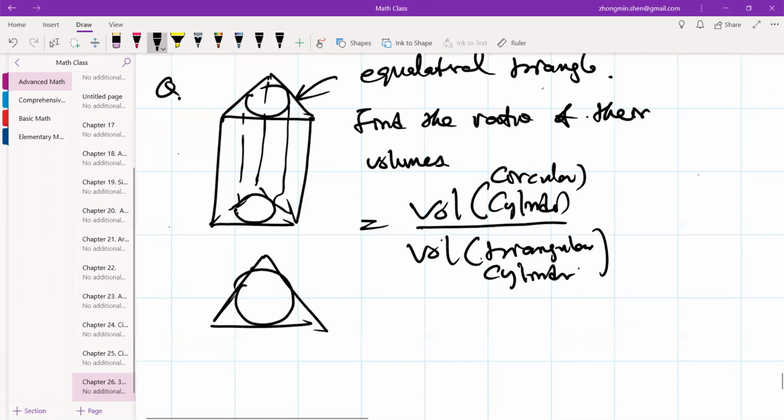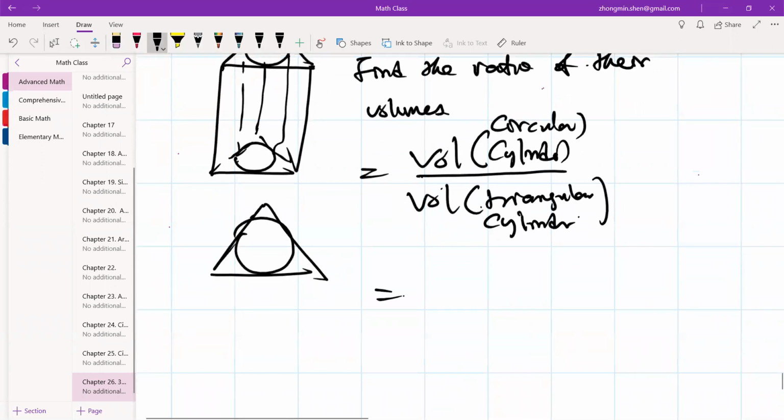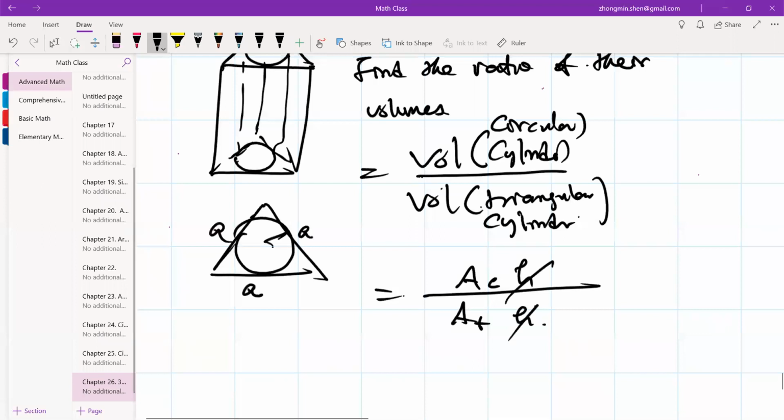The volume is going to be the area of the circular cylinder's base times the same height. This is the circular cylinder, I call it C, and this is the triangular cylinder, T. So the height H cancels out. You just need to give me the ratio of the areas, where the area is the cross section. If this side is A and that's radius R, the question is: what is the formula for the area of the equilateral triangle?